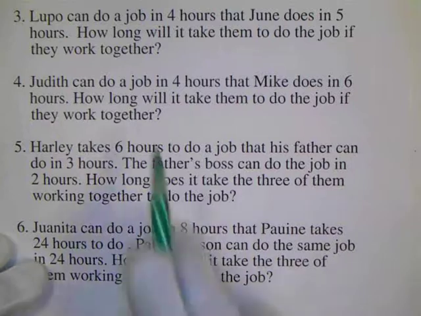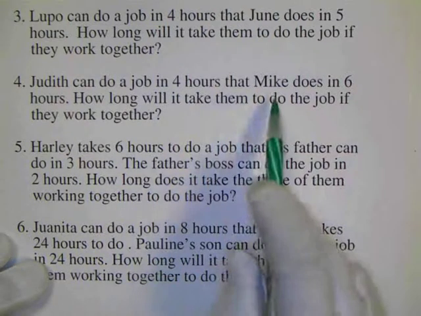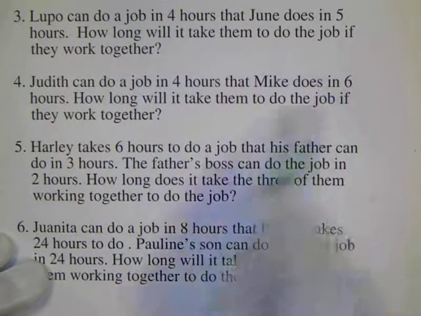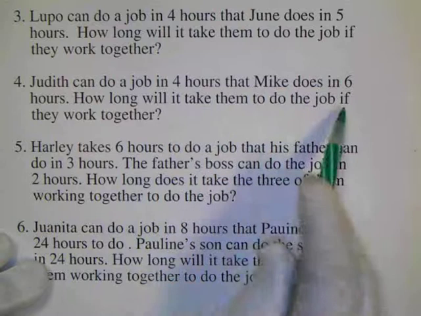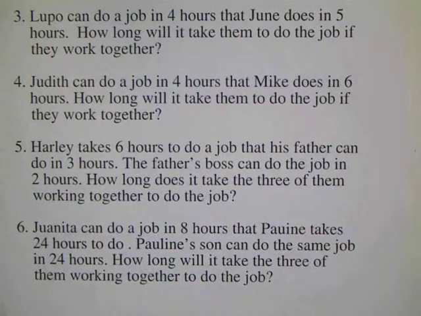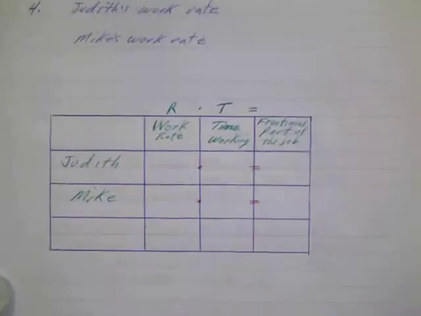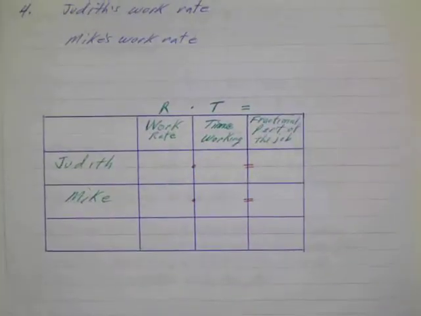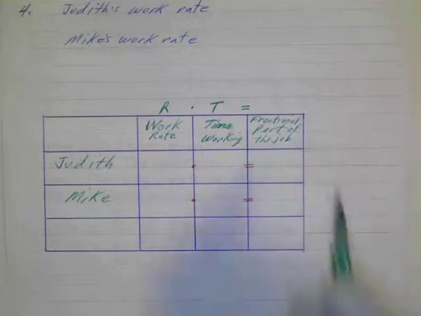Judith can do a job in 4 hours. Mike can do the job in 6 hours. How long will it take them to do the job if they work together? We're going to use a table to organize our information, and I think you'll see how this works. This is the table you want to draw: rate times time equals the amount of work done, or the fractional part of the work done in this case.